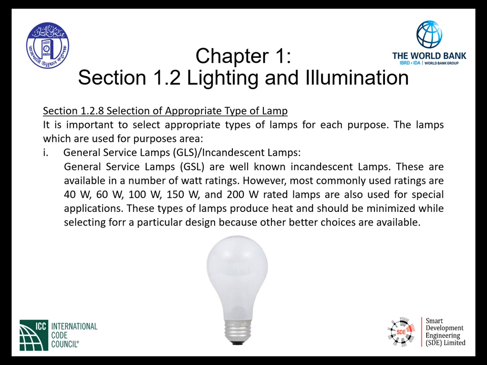These types of lamps produce heat and should be minimized when selecting for a particular design, because other better choices are available. These types of bulbs contain a filament inside the bulb that is heated via electric power until it glows. The purpose of the bulb is to encapsulate the filament to protect it from oxygen, as it would oxidize.